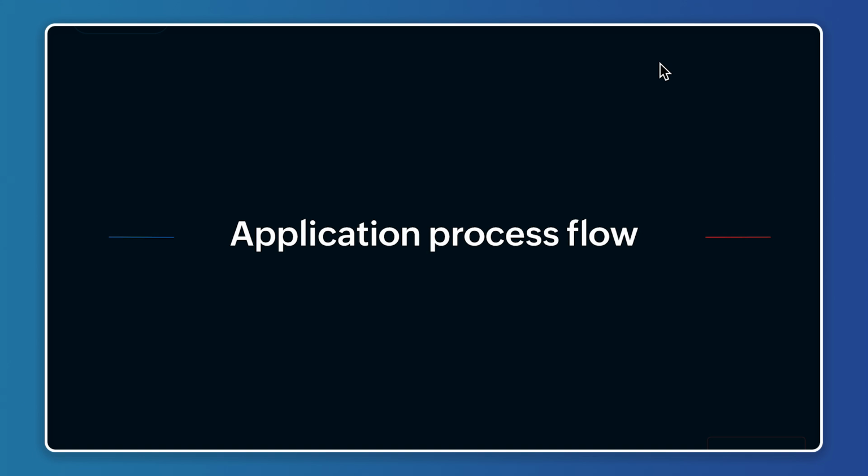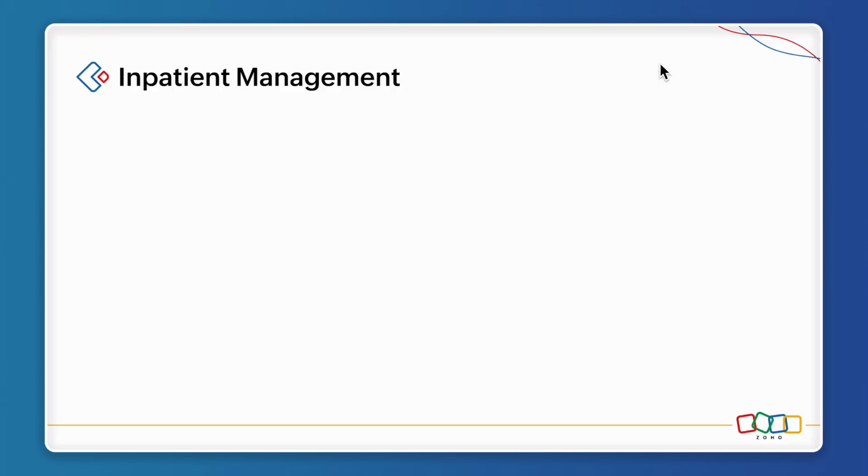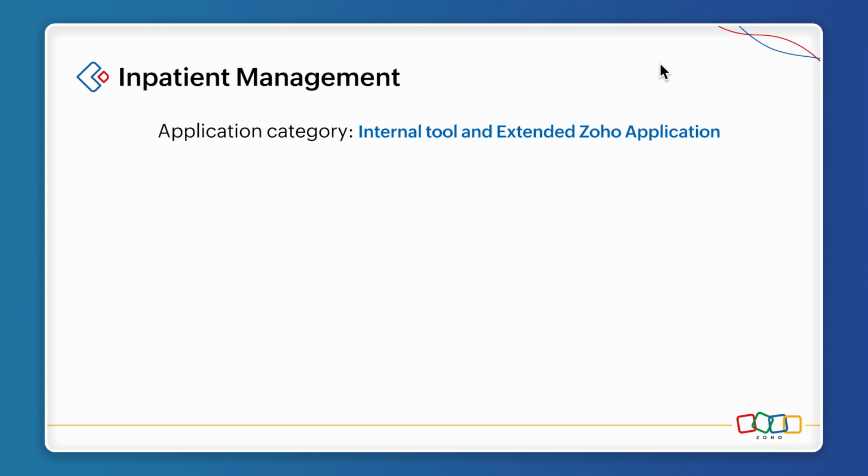So, based on the major processes, we have created an application process flow, showing how we have built the application. Starting with the first part, the application category. So, under which category can we bring this application? It is a combination of an internal tool and an extended Zoho application.